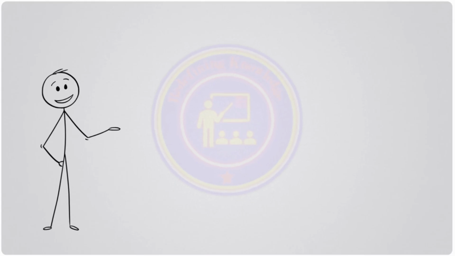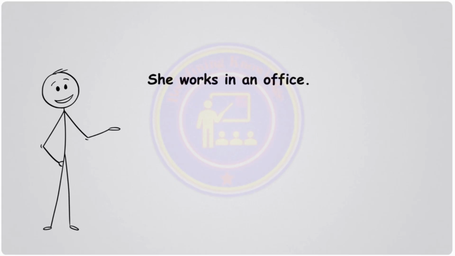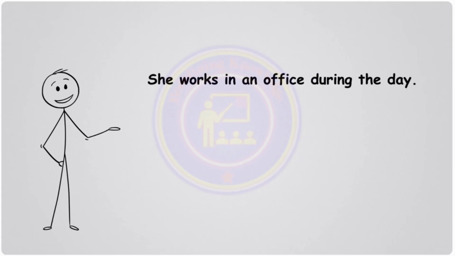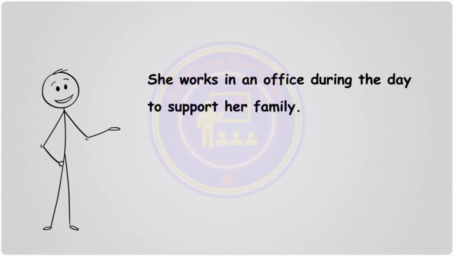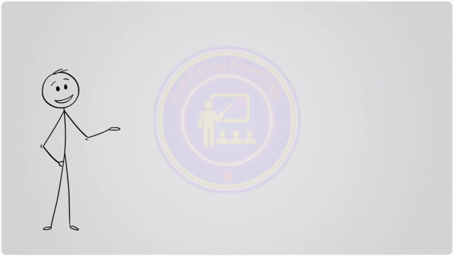Let's look at another example. Start with a simple sentence. She works. Now add the phrase for place. She works in an office. Now add the phrase for time. She works in an office during the day. Now add the phrase for reason. She works in an office during the day to support her family. This is how short sentences grow into longer, meaningful sentences.